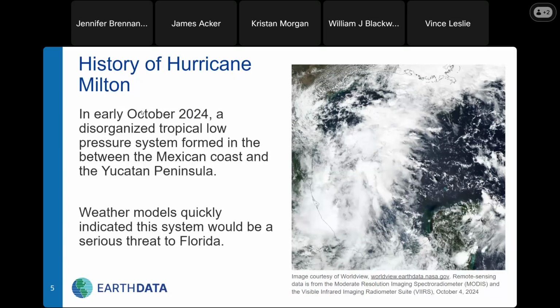So, Hurricane Milton was a disorganized, big area of clouds west of the Yucatan Peninsula and near the Mexican coast. And as soon as it started to form, weather models indicated it was likely to intensify and would become a serious threat. The next couple of pictures are taken from the NASA Worldview, which is a great way of looking at events in the atmosphere and on land. And the data is from both the Moderate Resolution Imaging Spectroradiometer, MODIS, and also some images are from the Visible Infrared Imaging Radiometer Suite, also called VIIRS, on the Suomi NPP satellite.